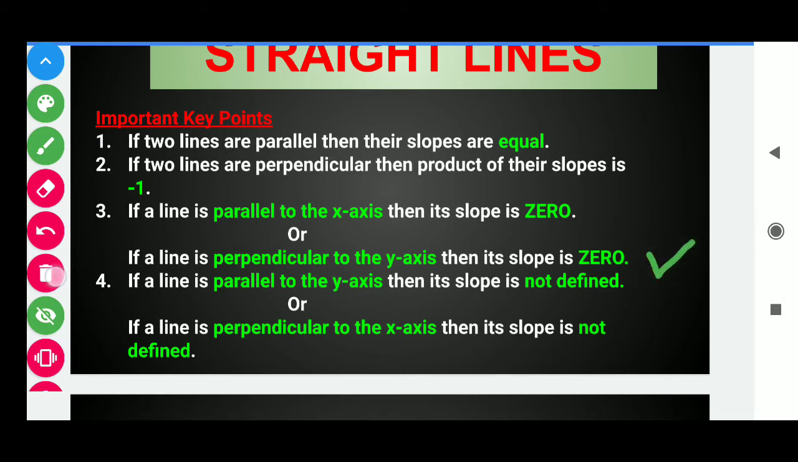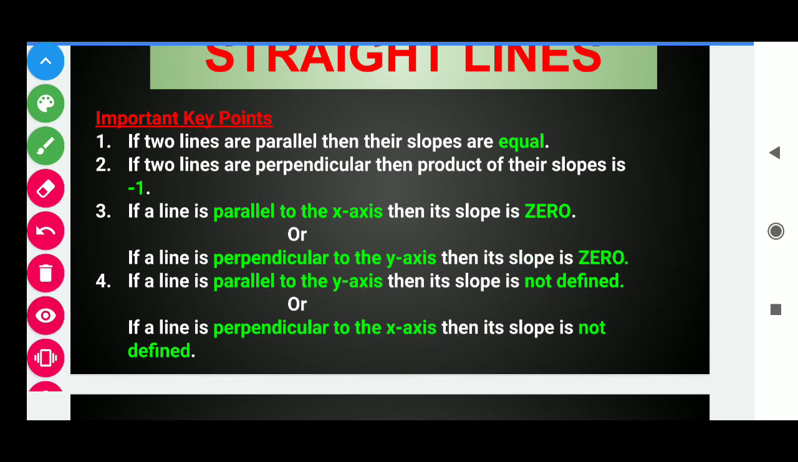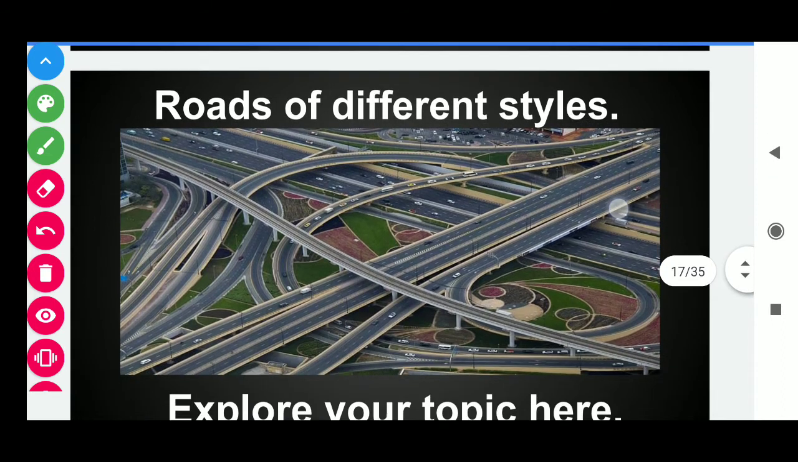Similarly, if a line is parallel to the y-axis, then its slope is not defined. Alternatively, we can say that if a line is perpendicular to the x-axis, then its slope is not defined. Now next are roads of different styles.